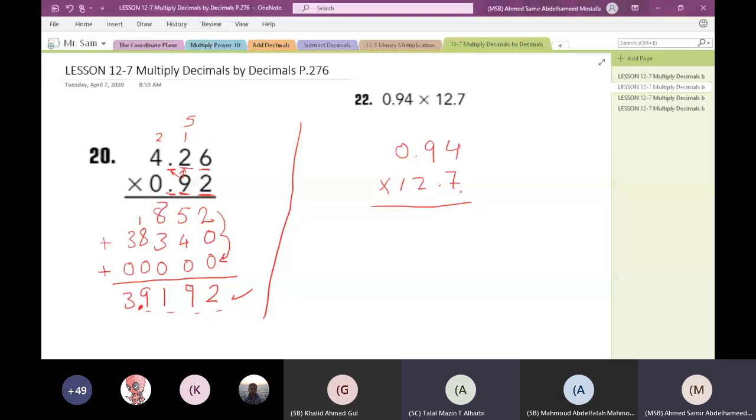So let's see, this would be 0.94 times 12.7. All right, now we go. Just simple multiplication. Actually, it's better if you do it the other way. I'm sorry for the confusion, but it's easier to do it like this. 12.7 times 0.94.